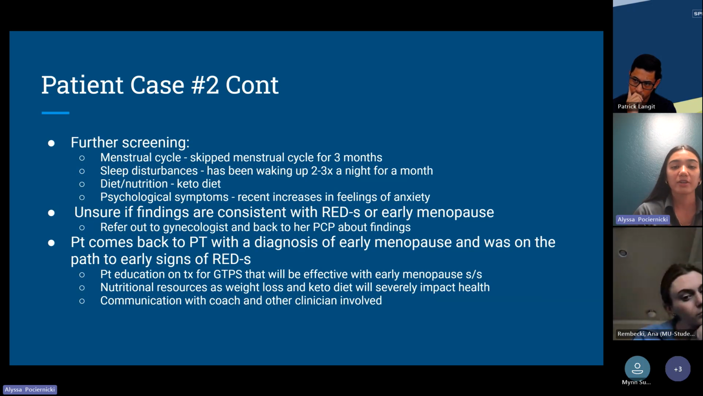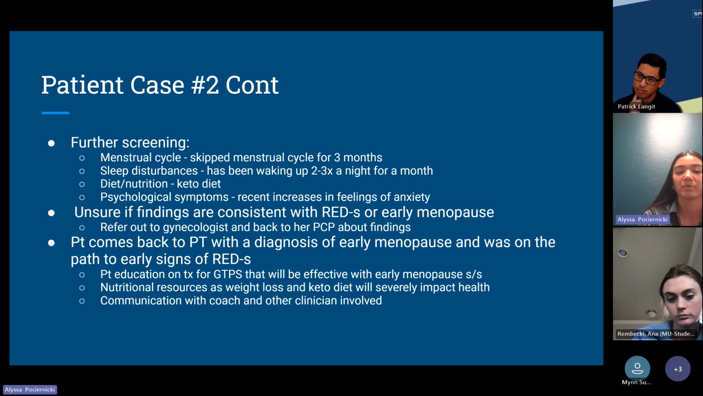So if you're unsure about your findings, you refer out to a gynecologist and to her primary care provider about the findings that you have. After she's seen both of those clinicians, she comes back to physical therapy with the diagnosis of early menopause, but she was also on the path to early signs of relative energy deficiency. When she comes back, you give her some patient education on the treatment for greater trochanteric pain syndrome that will be effective with her early signs of menopause.